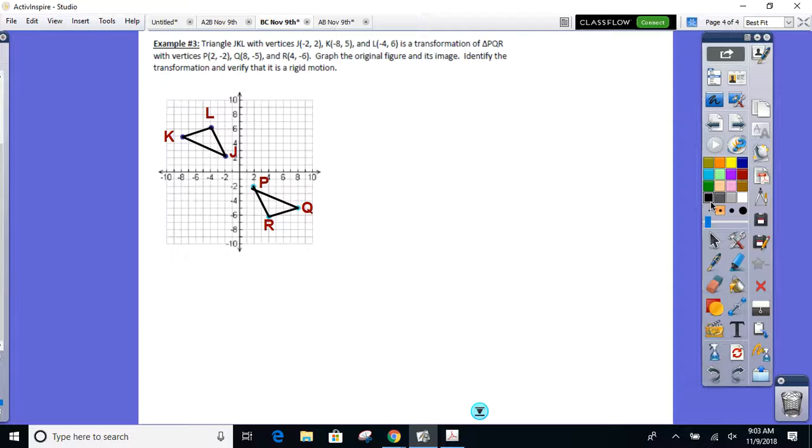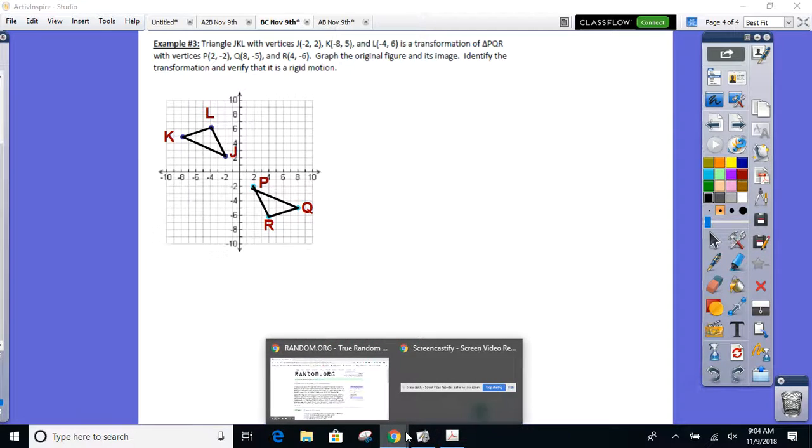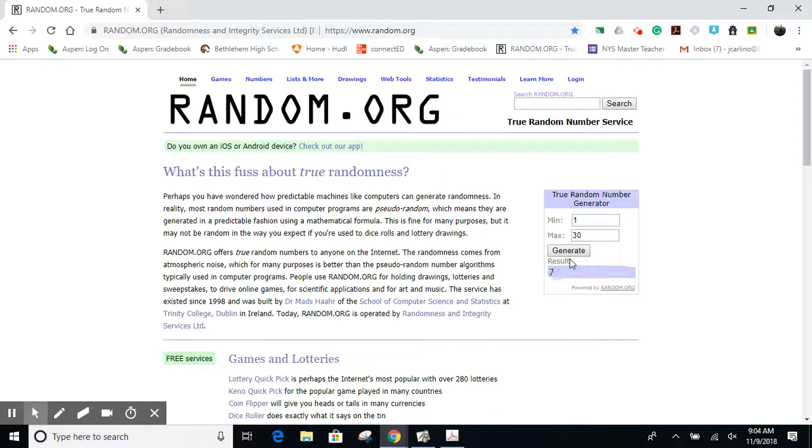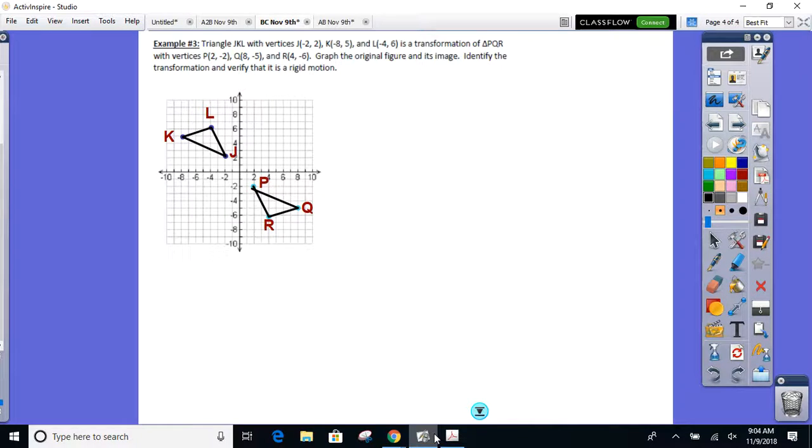First thing I'll need is the transformation that had just occurred. Okay, we have it graphed. How do I get KLJ onto PRQ? Rotation, yes, rotate it around.